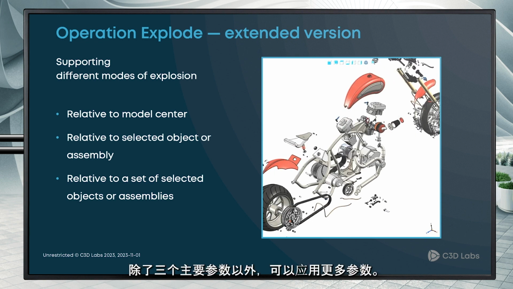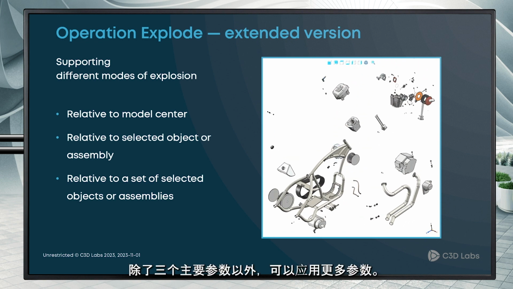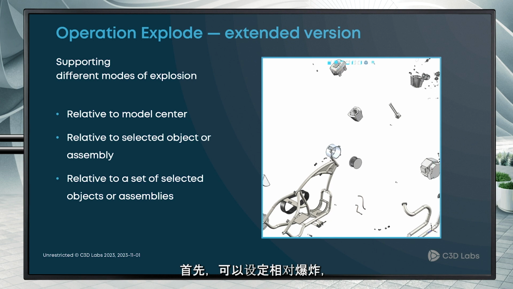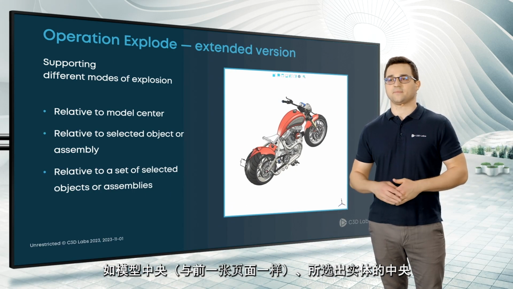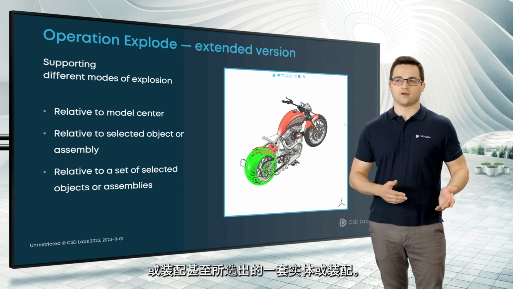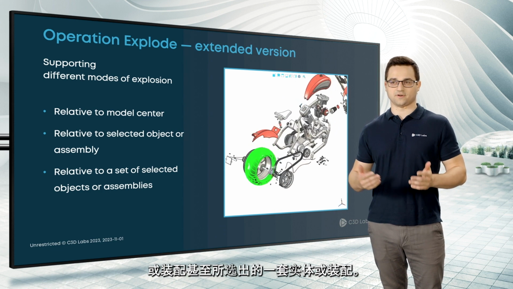Now let's have a look at an extended version. Now more parameters are available, as well as the three main ones. First of all, you can set the relative point of explosion. It can be the model center, as it was on the previous slide, the center of a selected body or assembly, or even a set of selected bodies or assemblies.